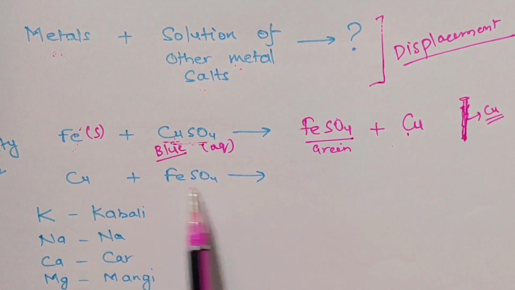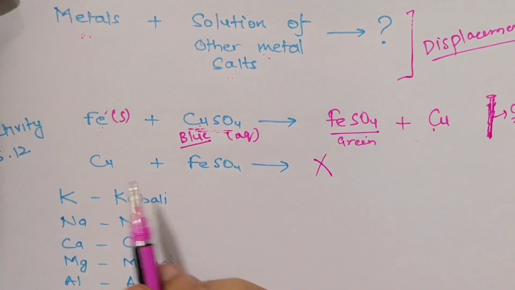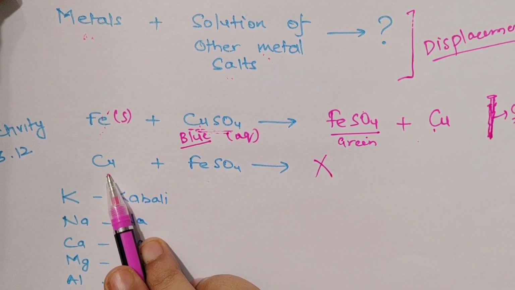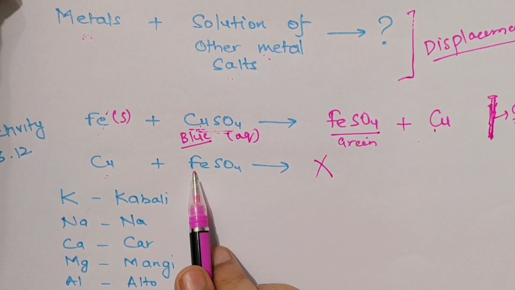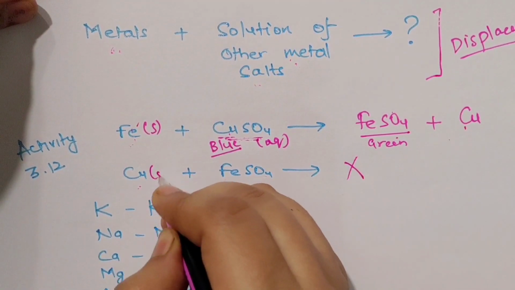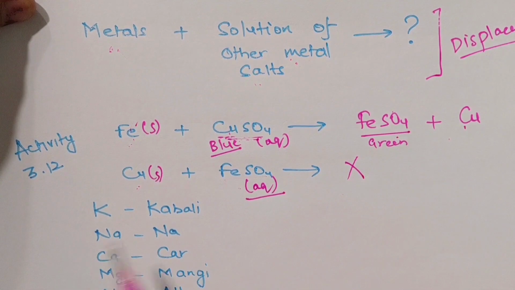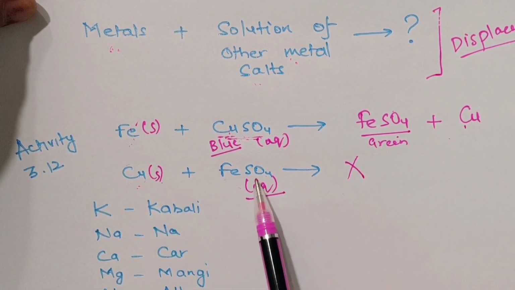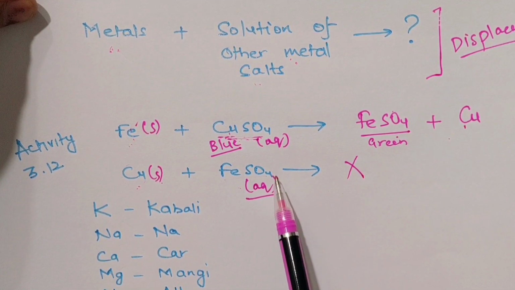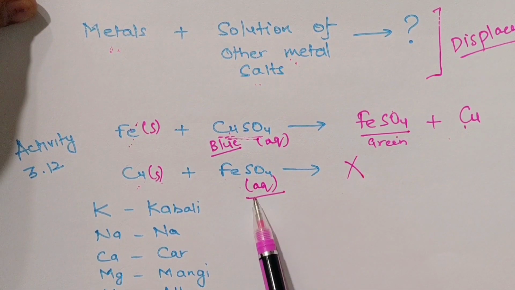This reaction does not happen. Copper, since it's less reactive than iron, is not able to displace iron from its salt solution. In these kinds of reactions, you can always write the states. The metal would be solid, and because it's a salt solution in water, we can write aqueous.